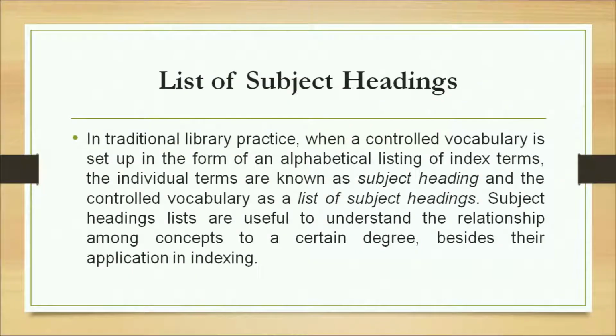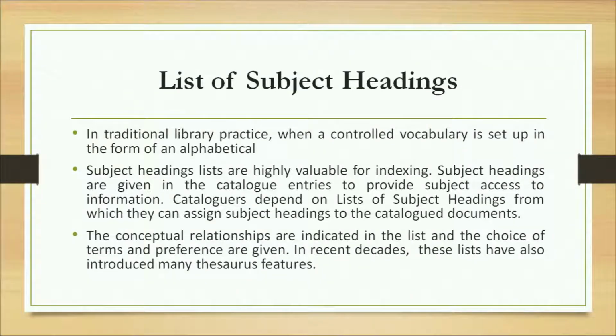Now we will talk about subject headings. In a traditional library, when a control vocabulary is set up in the form of an alphabetical listing of index terms, the individual terms are known as subject headings and the control vocabulary as a list of subject headings. Subject headings lists are useful to understand the relationship among concepts to a certain degree, besides their application in indexing. Subject heading lists are highly valuable for indexing. Subject headings are given in the catalog entries to provide subject access to information. Catalogers depend on the list of subject headings from which they can assign subject headings to the catalog documents. That means there are standard subject headings available which the catalogers use to assign headings to the documents which they catalog.